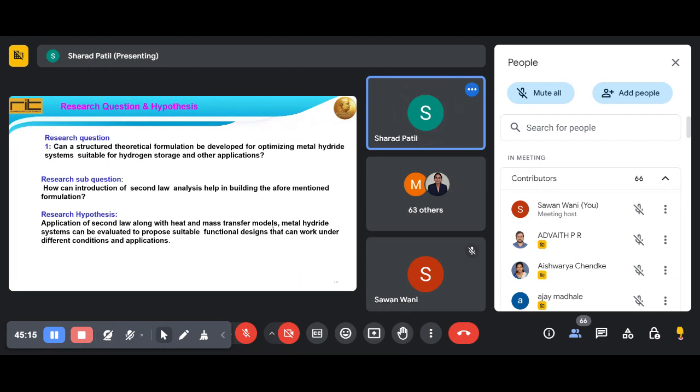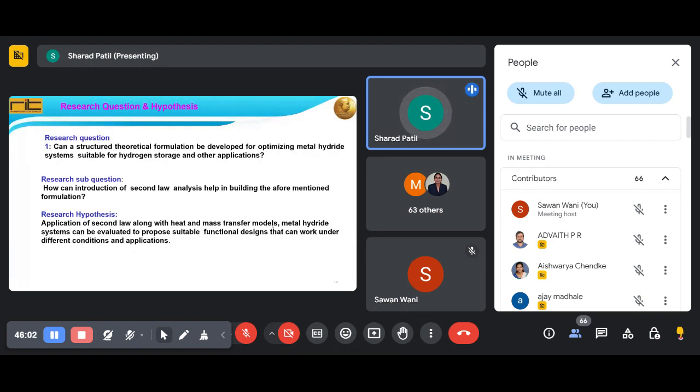Based on these two research questions and sub-questions, I have the research hypothesis. The application of the second law along with heat and mass transfer models, metal hydride systems can be evaluated to propose suitable functional designs that can work under different conditions and applications. So this is the research hypothesis. Because of the application of the second law of thermodynamics along with the heat and mass transfer models, the metal hydride systems can be evaluated to propose suitable functional designs which can work under different conditions and applications.